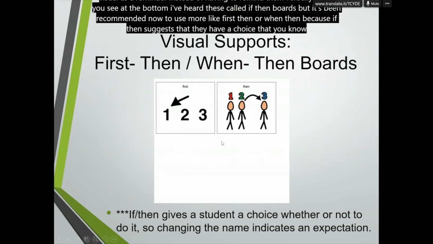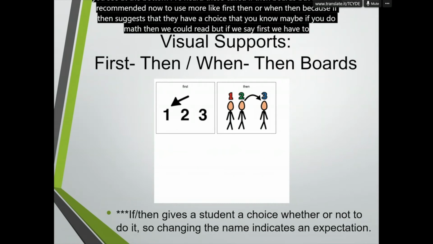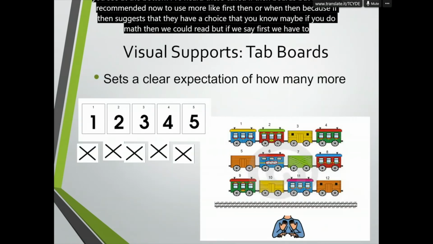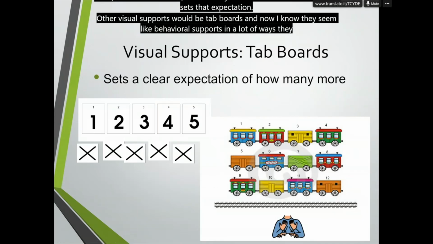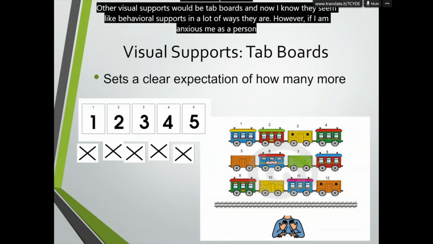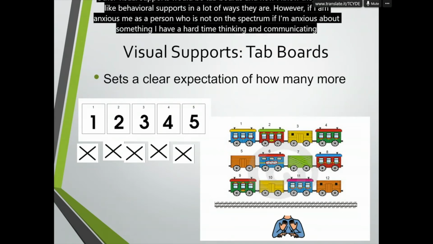But if we say first, we have to do math, then it sets that expectation. Other visual supports would be tab boards. And now I know these seem like behavioral supports, and in a lot of ways they are. However, if I am anxious, me as a person who is not on the spectrum, if I'm anxious about something, I have a hard time thinking and communicating about the task at hand.